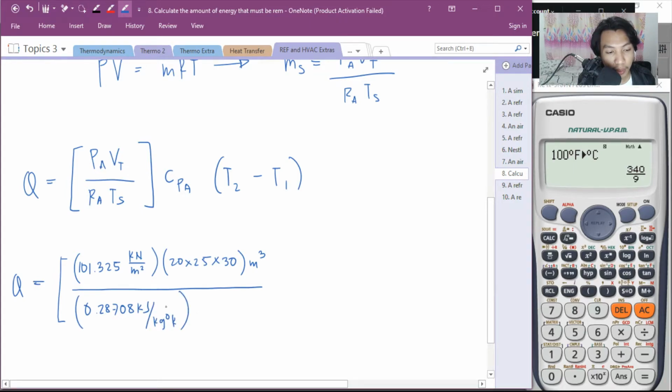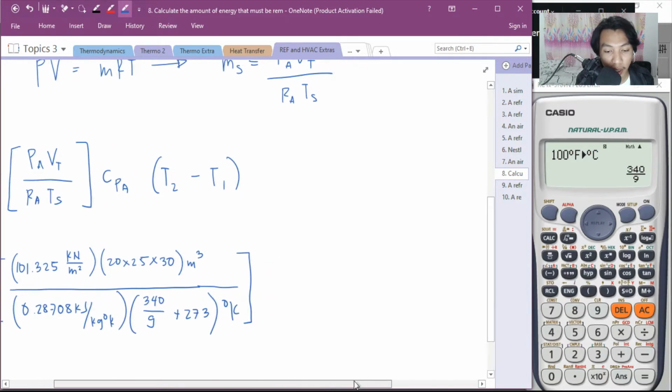And then yung temperature na supply, that is 340 divide by 9 plus 273. Kailangan to naka-absolute temperature, that is degree Kelvin. And then the CP of air. Okay, kahit di mo na kunin yung 0.24, pwede na 1.0062 kilojoule per kilogram degree Kelvin.